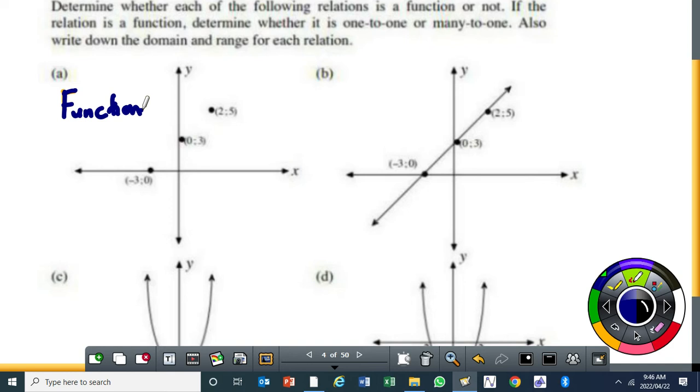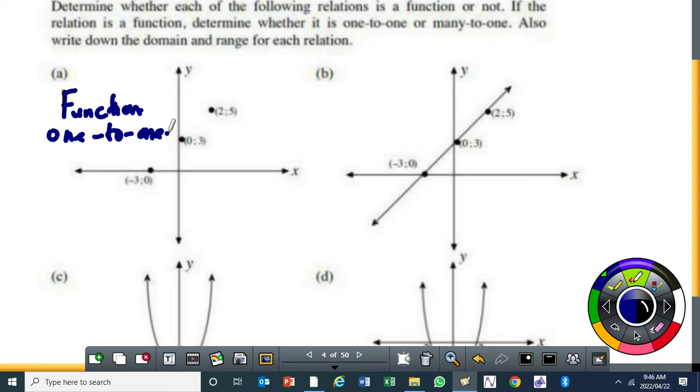Now, since it is a function, we need to determine whether it is one-to-one or many-to-one. If it is one-to-one, it means there is one x value corresponding to one y value, which is true. There are three points, and each x value has one corresponding y value. So this is a one-to-one relation. Are you following?